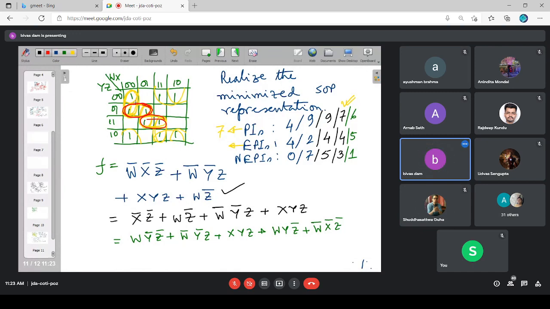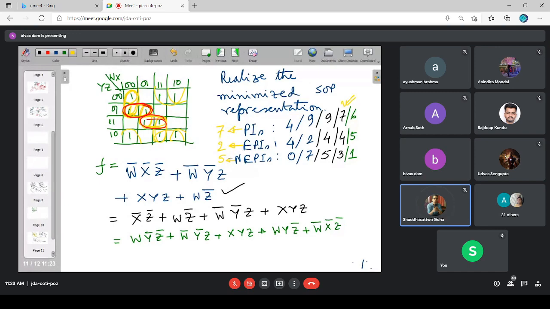You follow the rule. What are the essential PIs? Sir, it must include at least one cell which has not been covered by a previous one. So here, is there any one which is not covered by any other cell, any other group? No, sir. So it cannot be an essential PI, not the below one. So there are only 2 essential PIs and 5 non-essential PIs. Okay, clear?